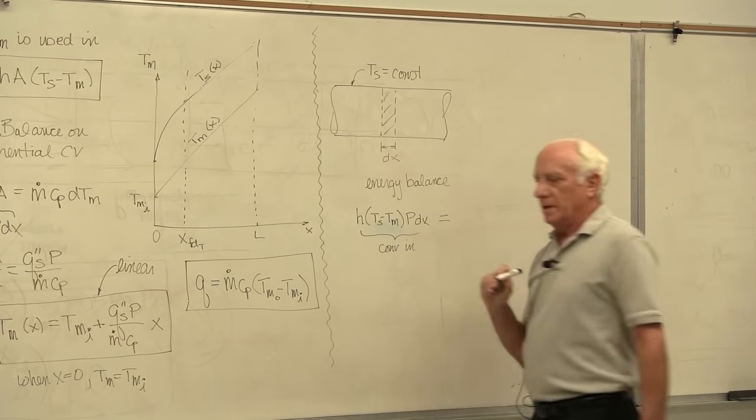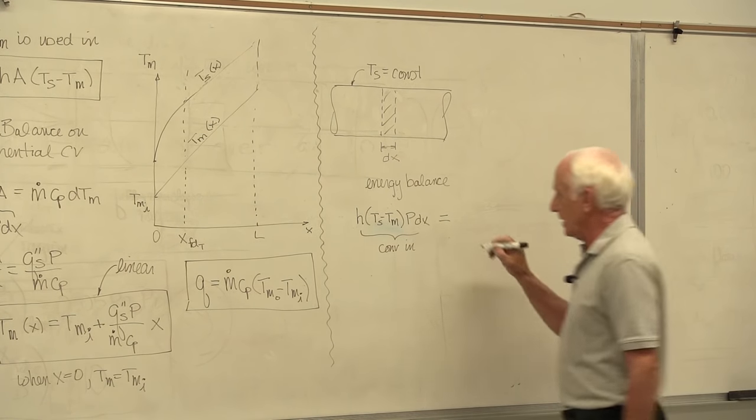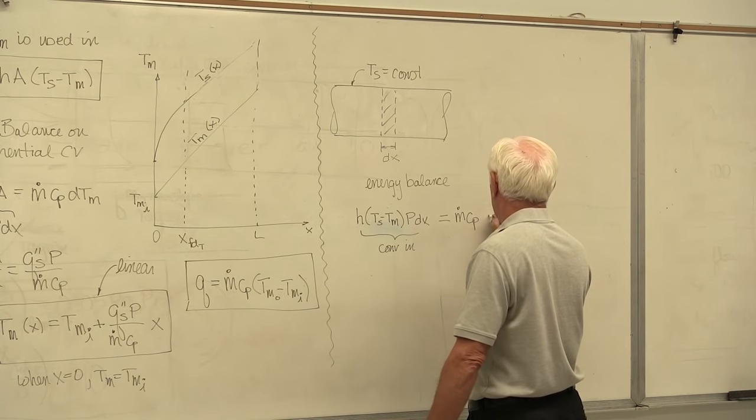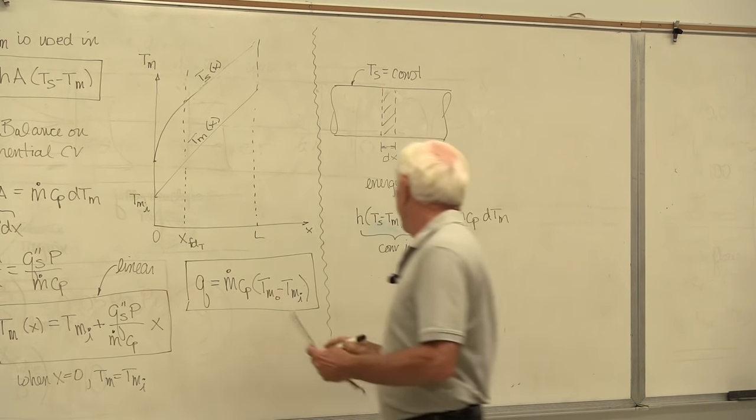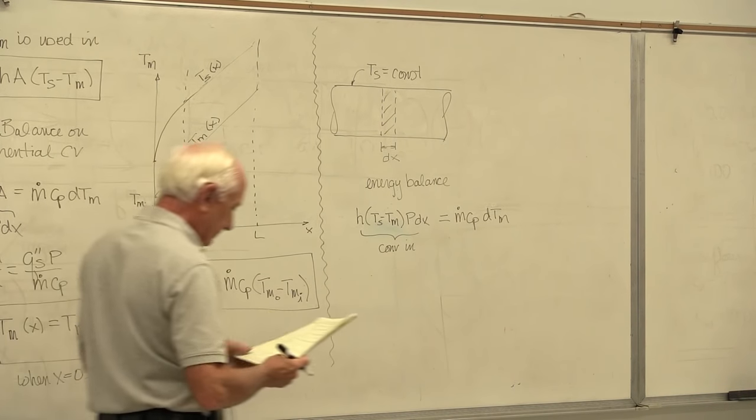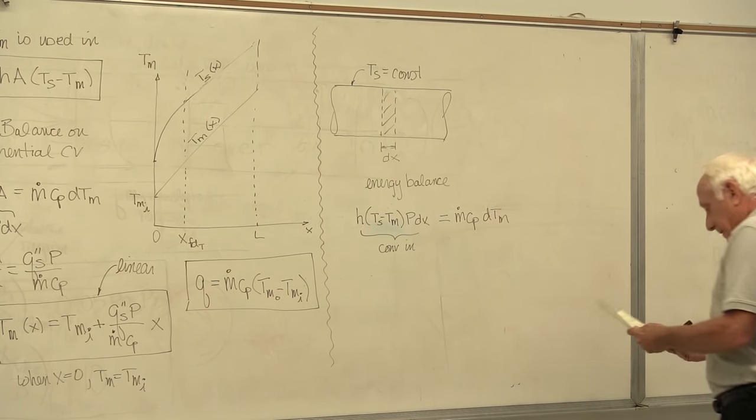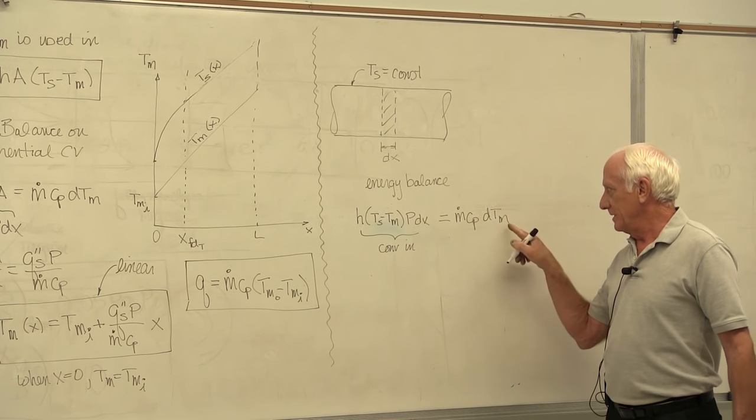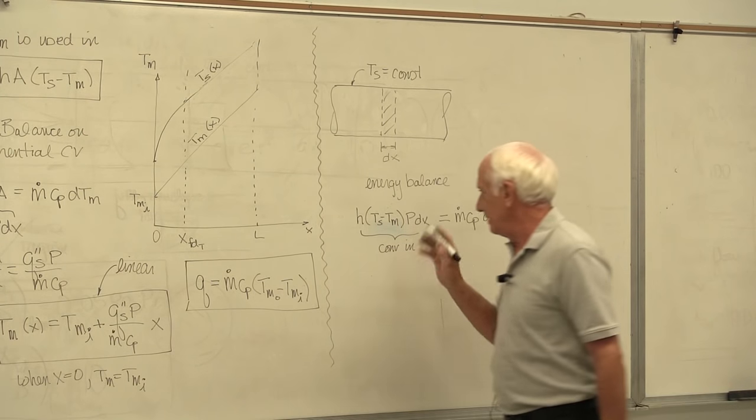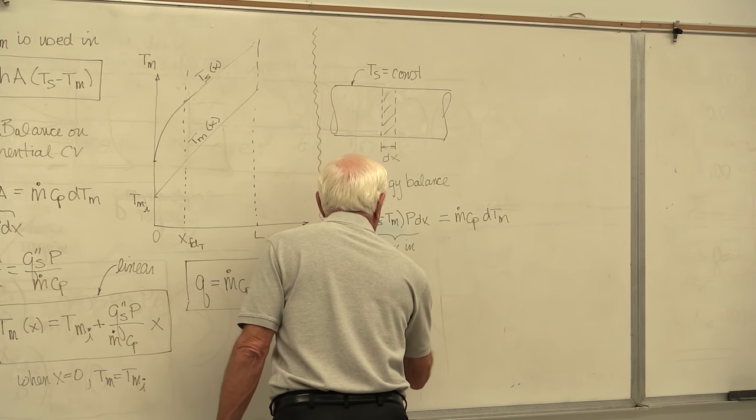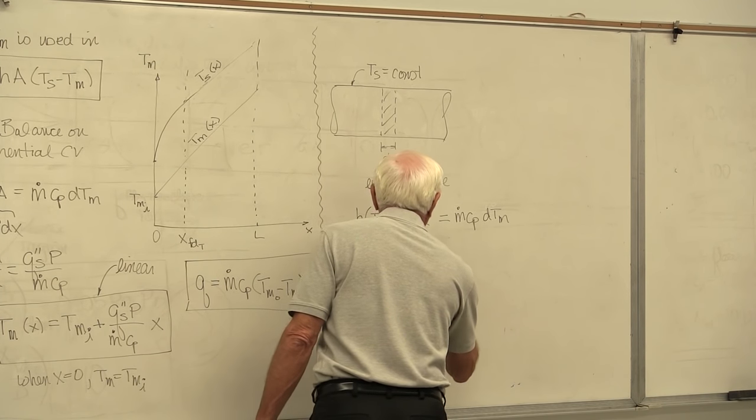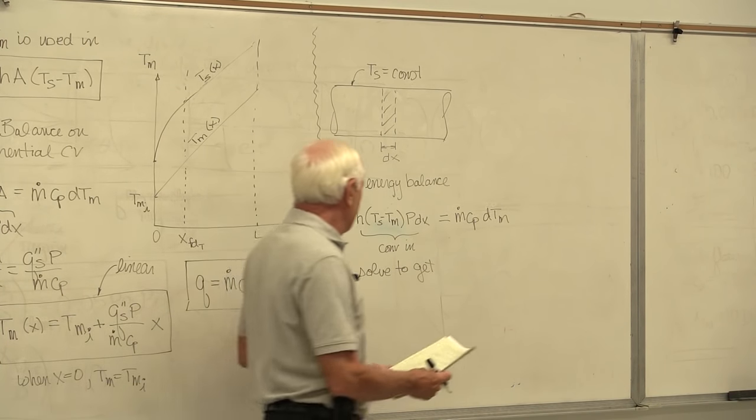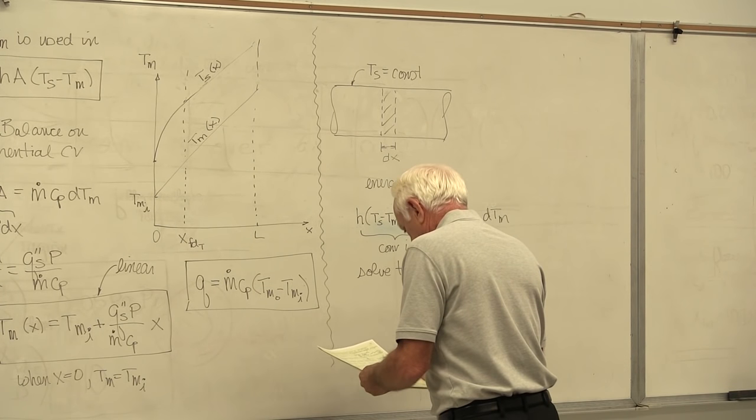And what does that energy do? It goes into increasing the temperature of the fluid, which is what? m dot C sub p dTm. And now, what you can do is change variables, because that's dTm and that's TS minus Tm. So you change variables and you go ahead and solve this. You're going to have dTm dx. You're going to solve that, okay? And you end up getting this equation.